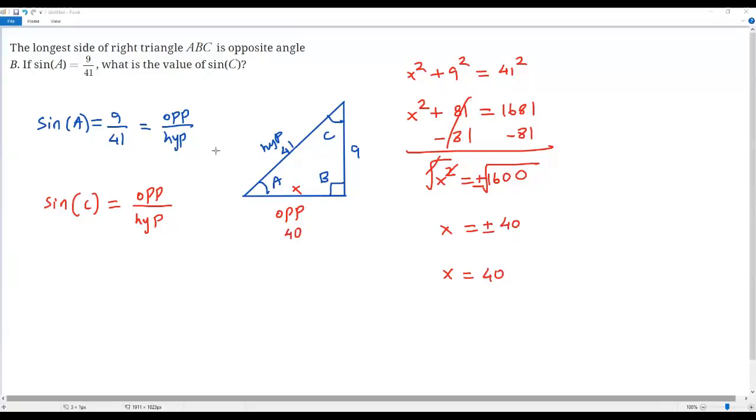Okay, now we can find the value of sine C. Sine C is equal to the opposite side over the hypotenuse according to angle C. The opposite side is this side, which has a length of 40, over the hypotenuse. The hypotenuse we already know has length 41. So the value of sine C is 40 over 41.